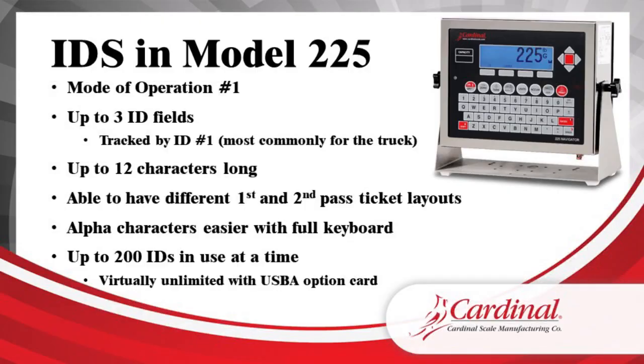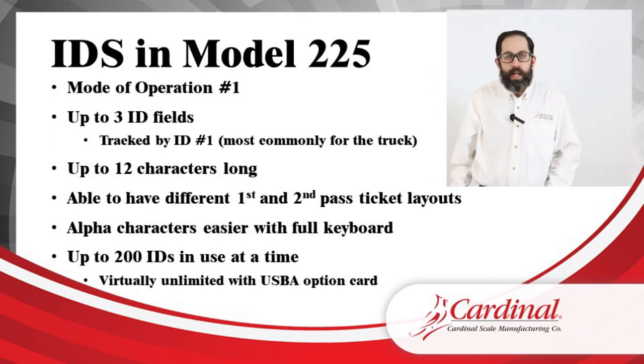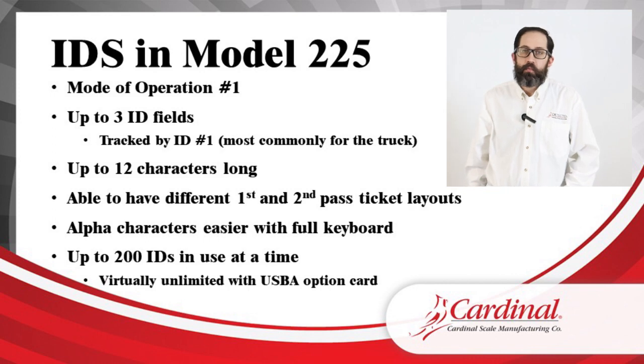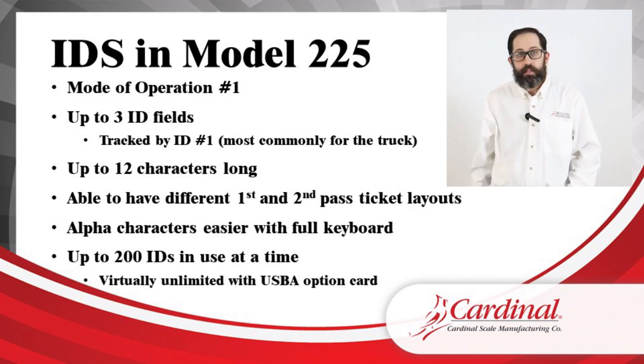So now we're going to take a look at the Model 225 weight indicator. As we'll see rather quickly, there are several additions to the 225, several additional benefits, I should say, over the 210. And the whole process is going to look much different than it does in the 210. One of the main differences is in the 225, we can have up to 3 ID fields.